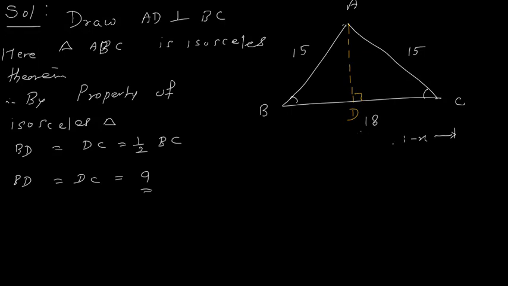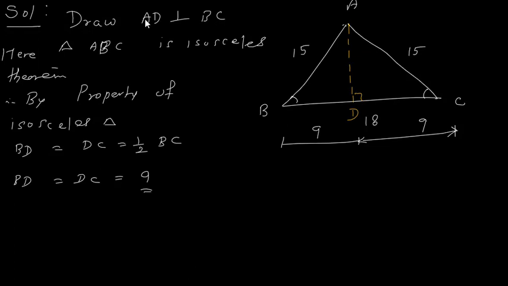In an isosceles triangle, when you draw a perpendicular, that perpendicular bisects the opposite side. So this value is 9 and this value is 9. One more thing, angle B and angle C will be equal.